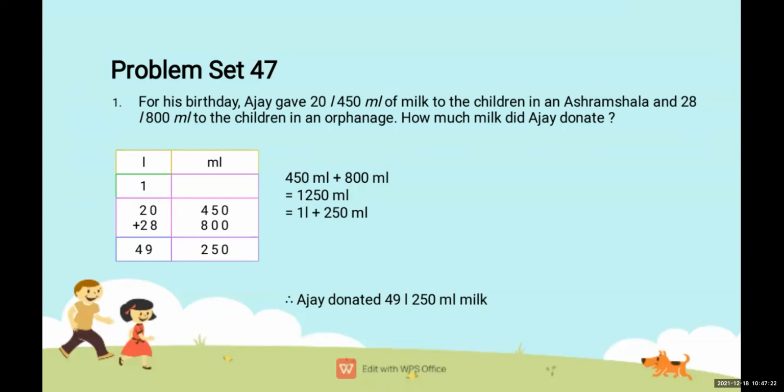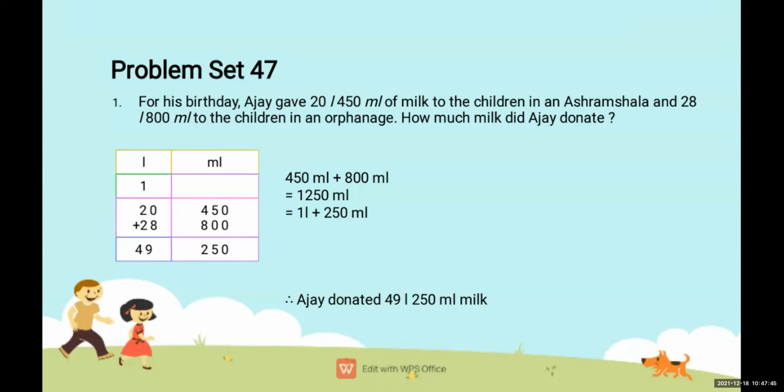Orphanage में भी उसने कितना मिल्क दिया? That is 28 liter 800 milliliter. Now how much milk did Ajay donate? See, statement में क्या आया? How much? All together. If this type of statement is coming, what you have to do? You have to add the following things.